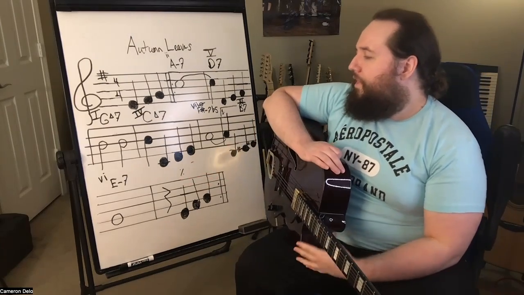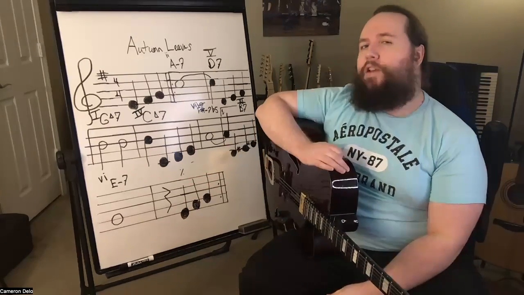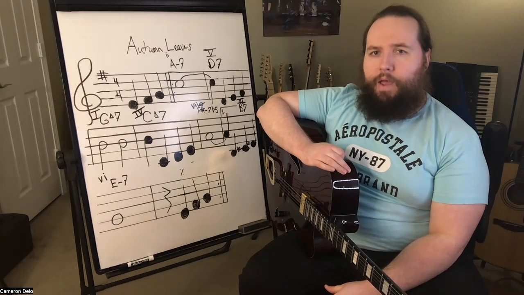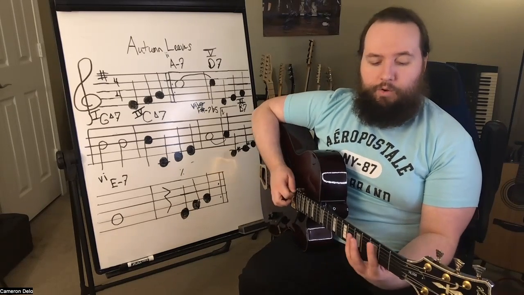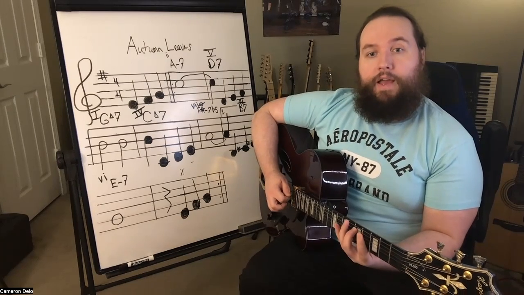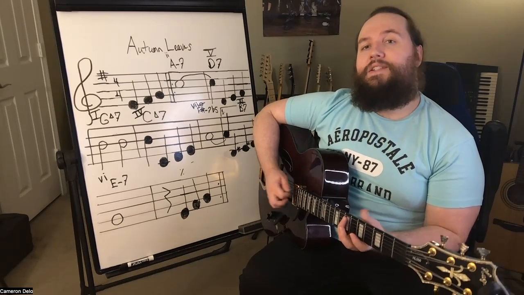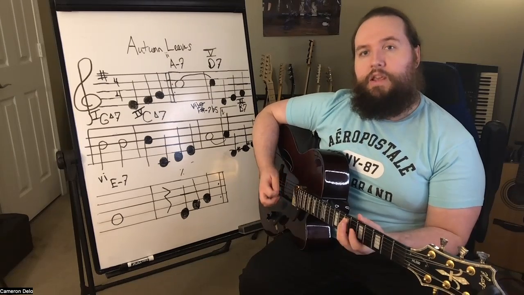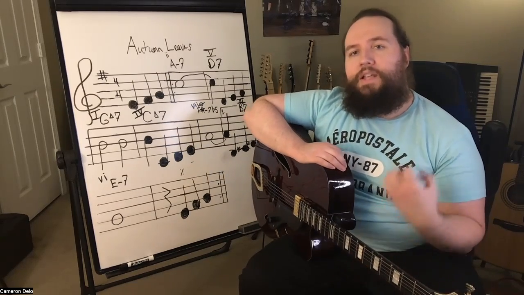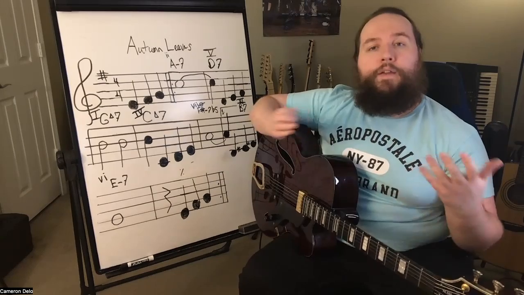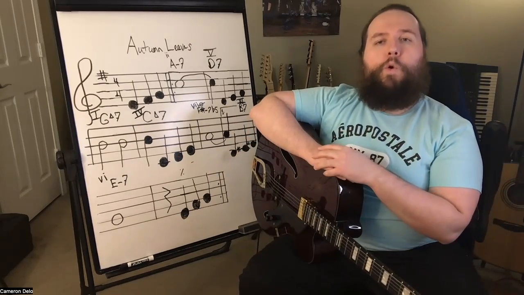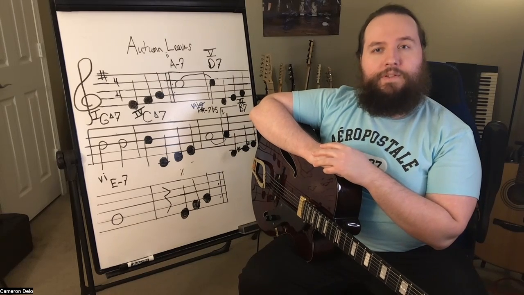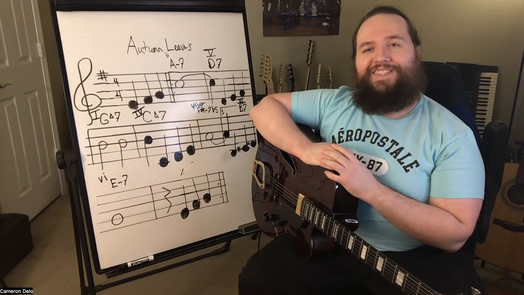Now, last but not least, you have an E minor 7. E minor 7 is what to the key of G? 1, 2, 3, 4, 5, 6. It's a 6 to the key of G, which is your relative minor, which makes it minor, so it fits perfectly. Okay? And there you have it. Those are the chords for Autumn Leaves, the head to Autumn Leaves.